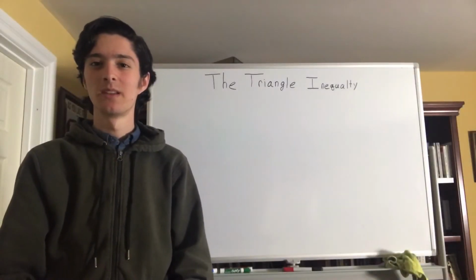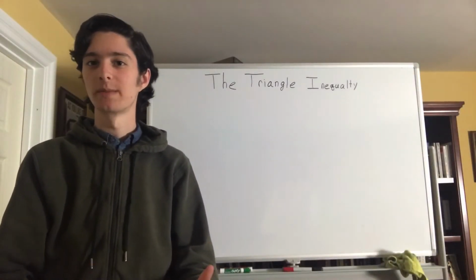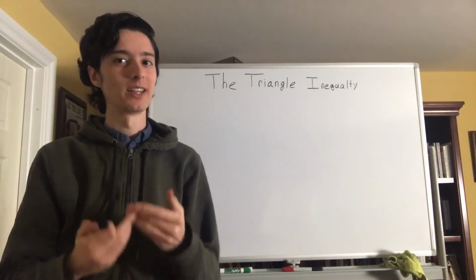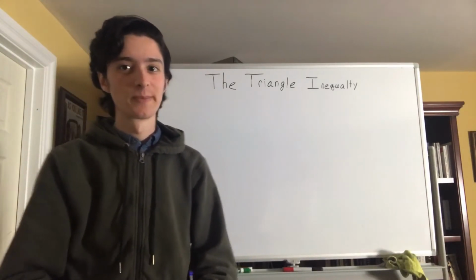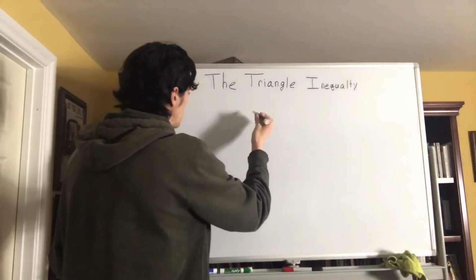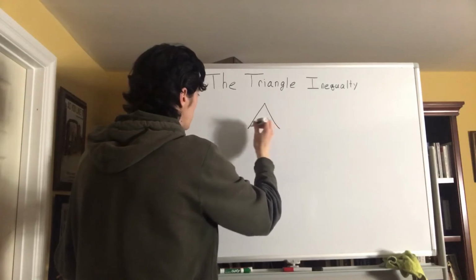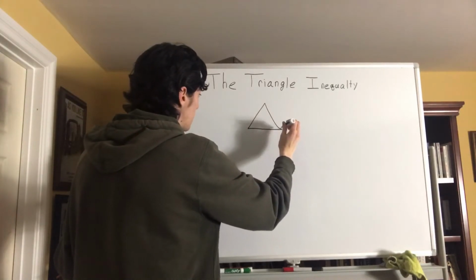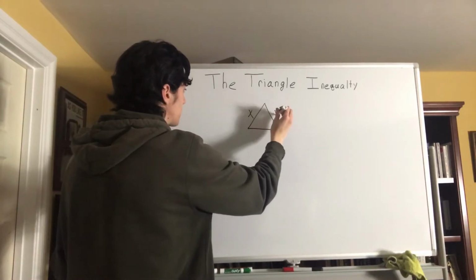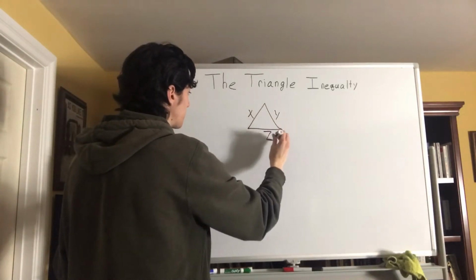Today's video is about the triangle inequality. Now, to demonstrate what the triangle inequality is, let's draw a triangle. So a triangle is a unique three-sided polygon, and we will label the side lengths x, y, and z.